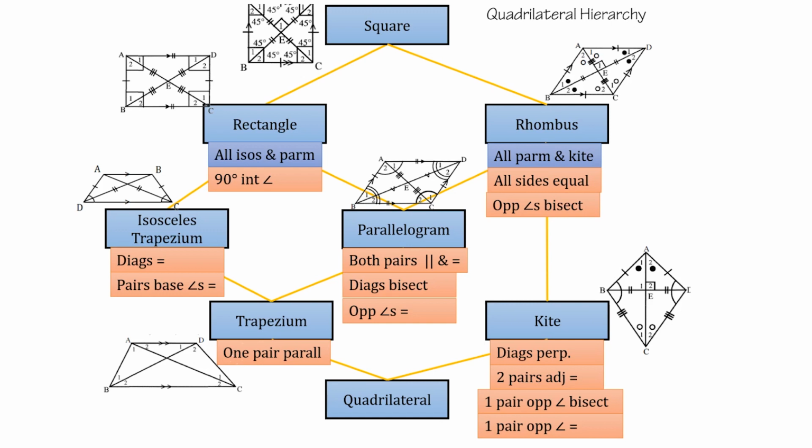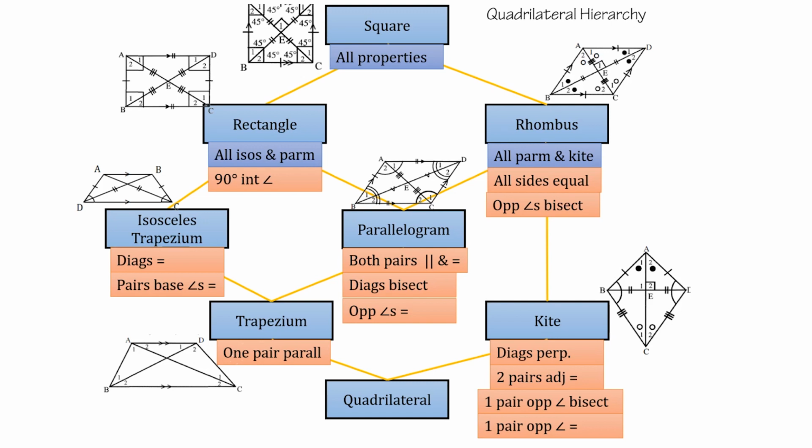The square inherits all the properties of the rectangle and the rhombus, which means it also inherits all the properties of the rectangle that came from the parallelogram and the isosceles trapezium, and the properties of the rhombus that came from the parallelogram and the kite. So the square has the most properties.